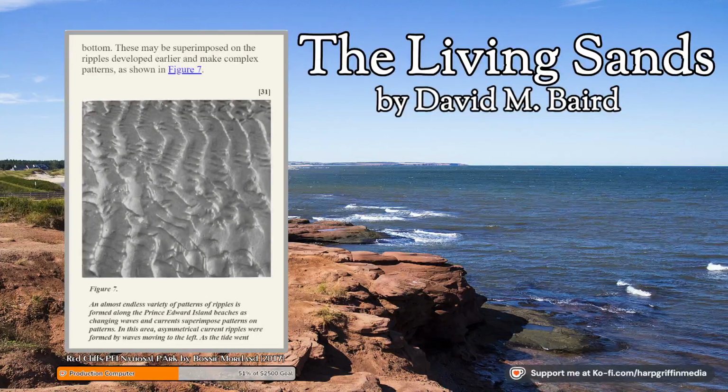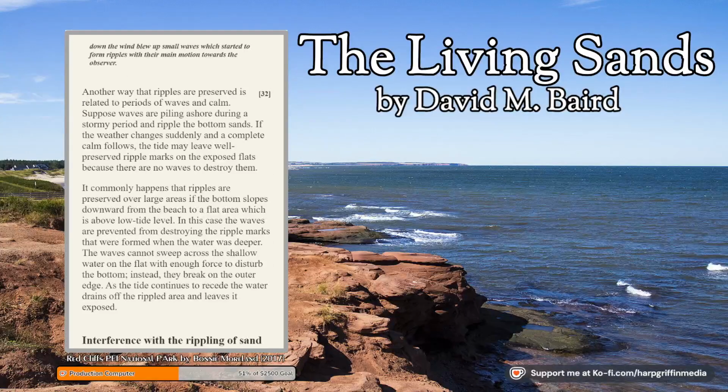In this area, asymmetrical current ripples were formed by waves moving to the left. As the tide went down, the wind blew up small waves, which started to form ripples with their main motion towards the observer.